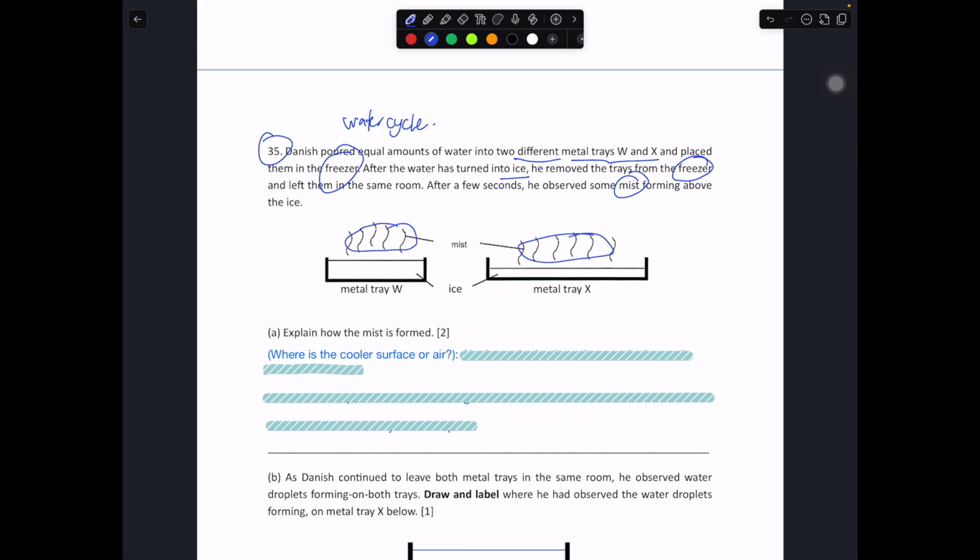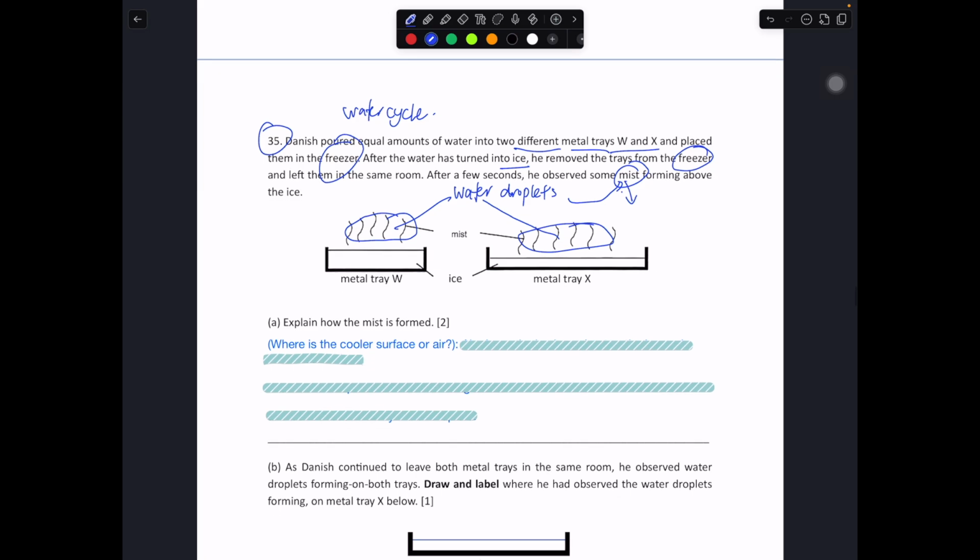So mist forming above the ice, this will be your water droplets that remain suspended in the air, observed as mist. So normally, when you see mist, it must not be a cooler surface area. It is always a cooler air because mist is the water droplets forming in the air itself. So there is no surface for the warm water vapor to lose heat or condense to. It really loses heat to a parcel of cooler air, and then from there they actually lose heat and condense. So it's not a cooler surface area.